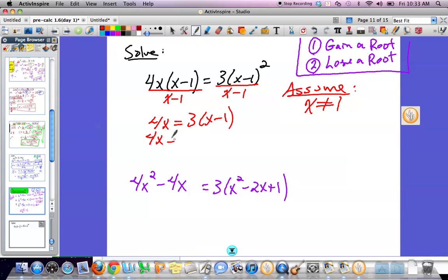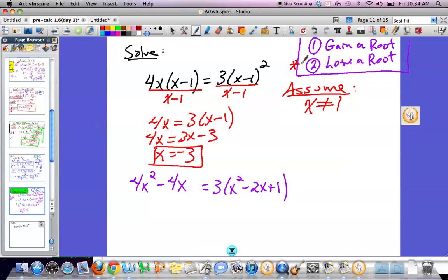You're going to get 4x equals 3x minus 3. You're going to get x equals negative 3, and you're going to think there's one answer. You just lost a root when you did that.